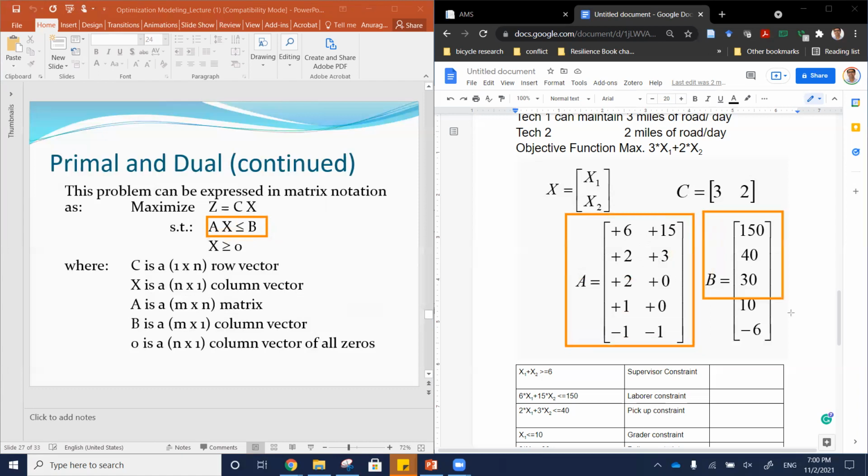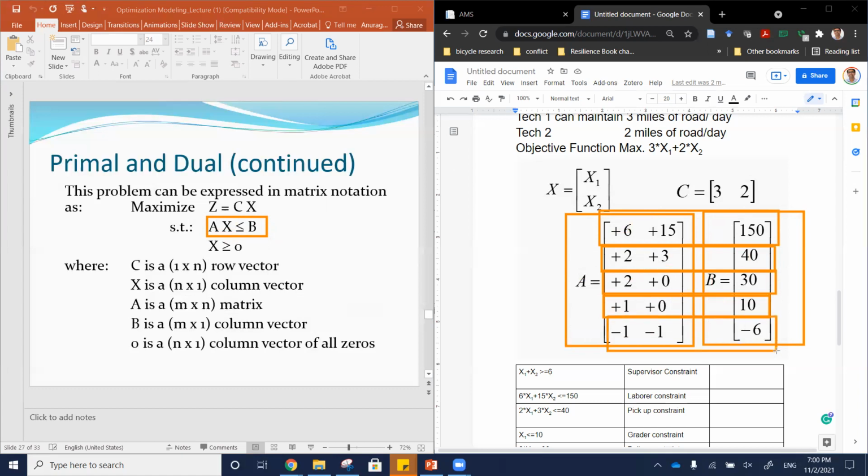And my matrix B should look like this. So I can get A times X is less than or equal to B. And you could see each of these individual rows will give me one equation. This gives me a second equation. This gives me the third equation. This gives me the fourth equation. And this gives me the fifth equation.